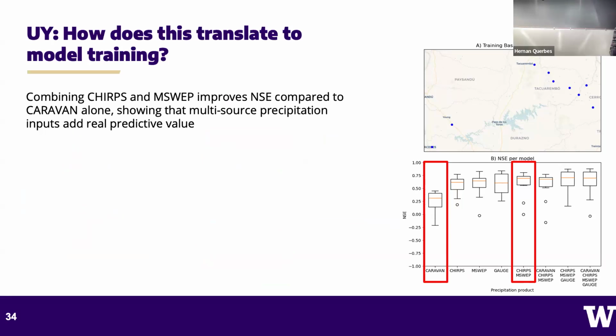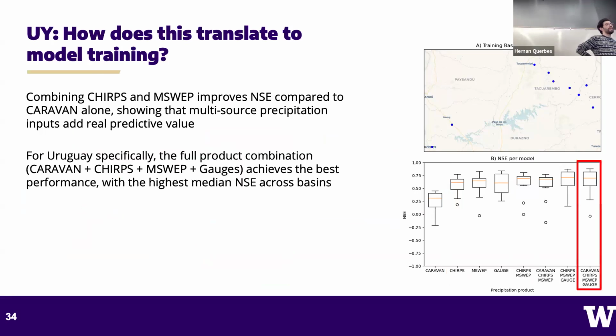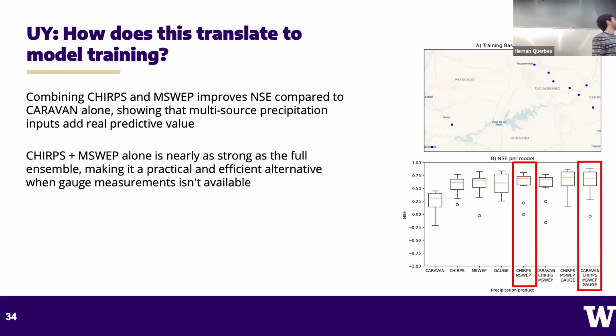Here we don't have CAMOS, so our baseline is CARAVAN. And when we compare it to CHIRPS and MSWEP, that is the one that we saw for the US that actually worked pretty good, we see a huge improvement when switching the precipitation forcing. The best median NSE was shown when we used all the precipitation products that we have, but again, the median for the option for training just with CHIRPS and MSWEP is really close to that.